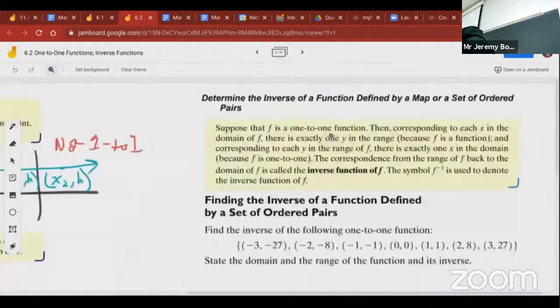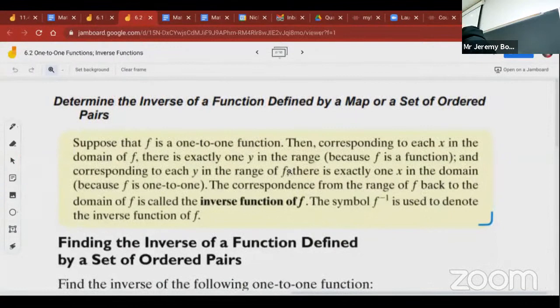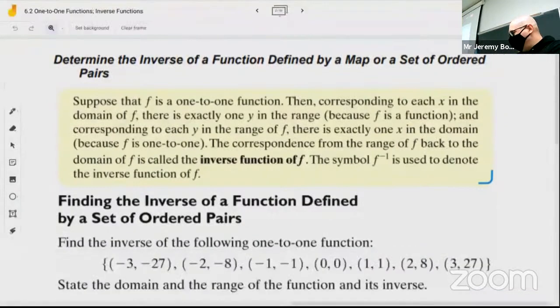About one-to-one functions. You remember a one-to-one function means that every input, every item in the domain, is mapped to a unique output, or unique item in the range. And so we're going to talk today about what we can do if we know that a function is one-to-one.